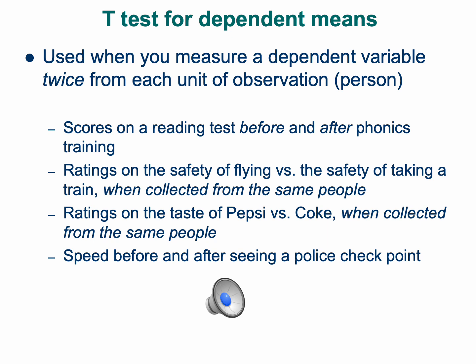Another one is ratings on the safety of flying versus the safety of taking a train when it's collected from the same people. So you have them make judgments about safety. Ratings on the taste of Pepsi versus Coke when collected from the same people. The ratings from the same people on two different types of drink, but since it's ratings from the same people, those ratings are going to be correlated. And what you're interested in is the contrast between Pepsi and Coke among the same people. And then finally we have an example here, the speed of someone driving in a car before and after seeing a police checkpoint for speed. And we all know that affects people's behavior. And so before and after should show a contrast. So what we're going to have is a t-test set up to show the contrast between two states or two ratings, two measurements taken on the same subjects.